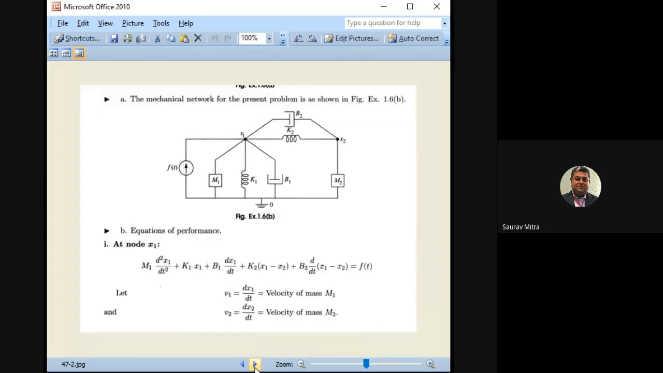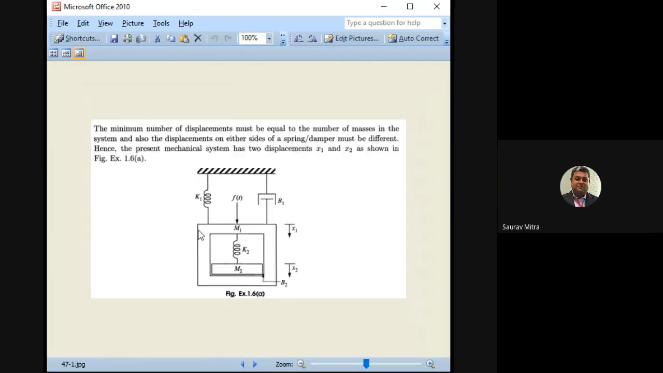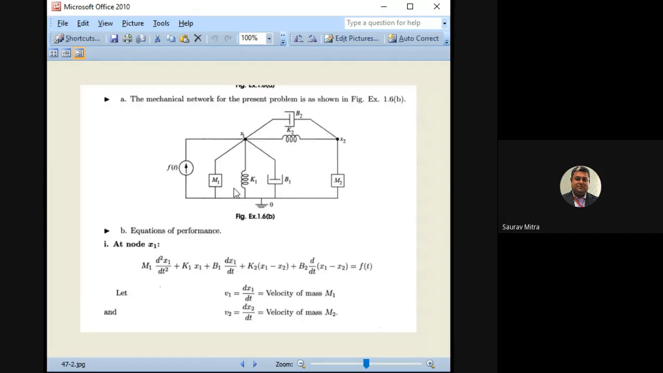Exactly this kind of free body diagram. So name it in the exam also. Whenever you are drawing it, name it as free body diagram. What you are finding is that with F(t), M1, K1 and B1 are connected. I will go forward and backward just to show you the diagram. So check, with F(t), M1, B1 and K1 are connected.